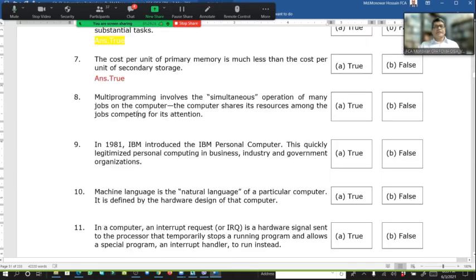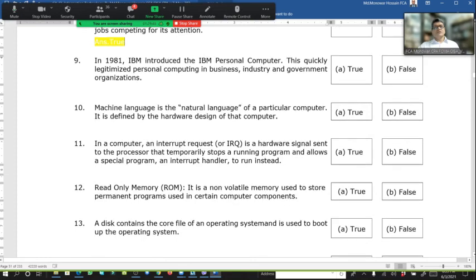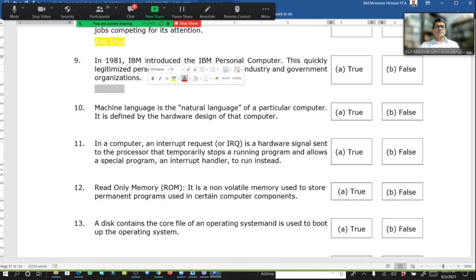Here is another one. Multi-programming involves the simultaneous operation of many jobs on the computer. The computer shares its resources among the jobs competing for its attention. What would be the answer? True, sir. In 1981, IBM introduced the IBM personal computer. This quickly legitimized the personal computer in business, industry, and government organizations. It is also true. Yes, sir.